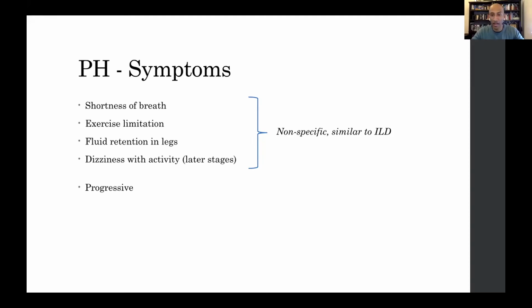Once pulmonary hypertension is established in systemic sclerosis, without treatment, it is typically progressive. It typically gets worse.